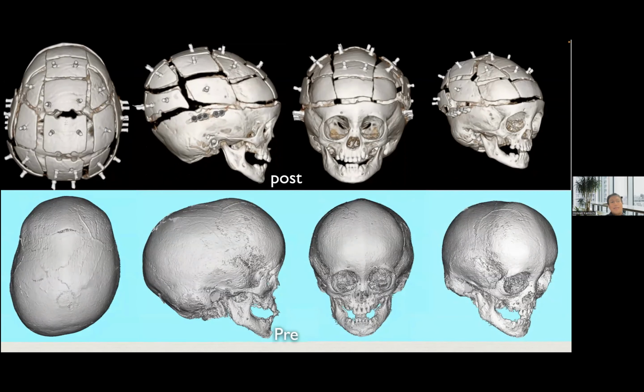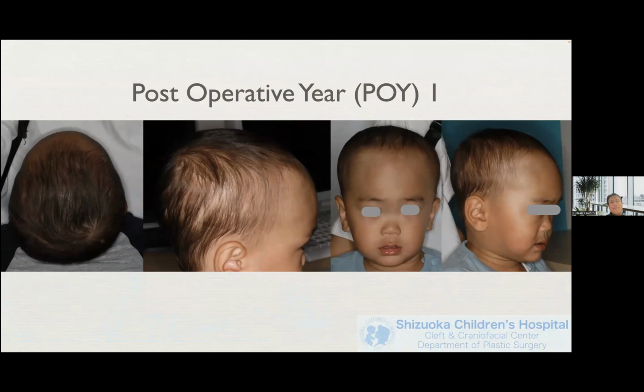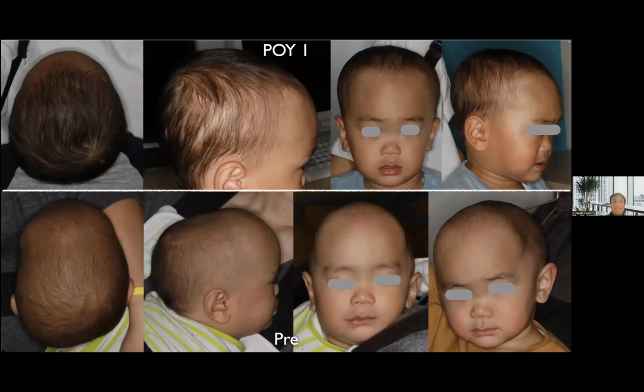The cranial morphology has improved like this. This is a photo taken 1 year after the surgery. These are comparisons between the pre- and postoperative photos. The head shape has improved.